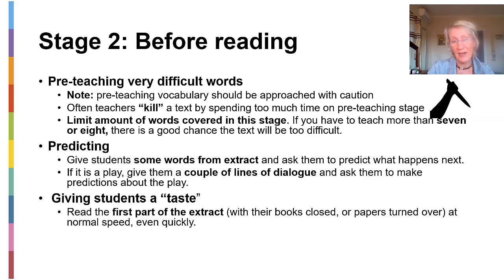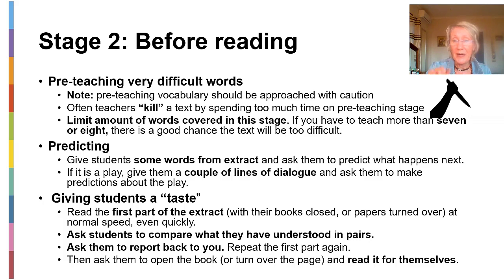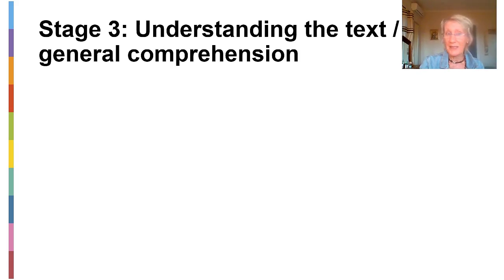Then give them a taste of what they're going to be reading about. Read the first part of a story, a book. Sometimes those are quite nice because it really makes them want to listen more or read more. Go over it quickly. Ask them to compare what they thought and what they understood and get them to repeat back what they thought. You could read that again to them if it's going to help. And then you say to them, okay, now open your books and read about it now. And that way you've encouraged them to actually start reading that story or that poem because you've got them intrigued by it. Then we've got stage 3, understanding the text, general comprehension.